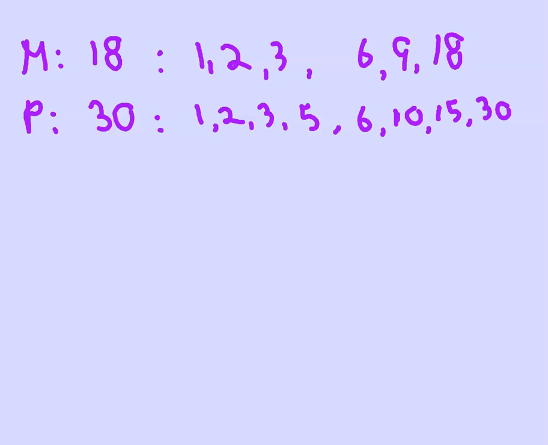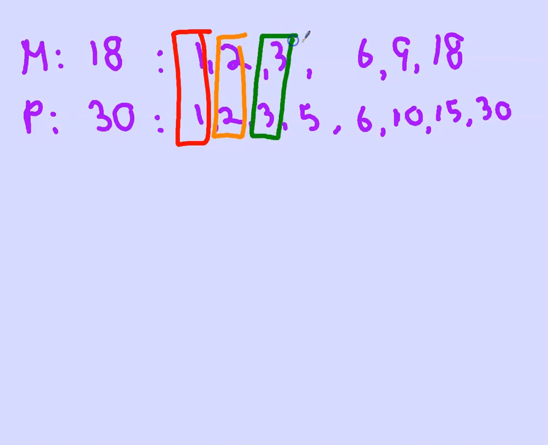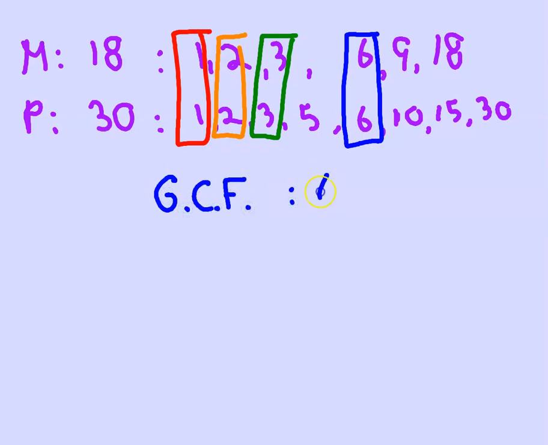Now I want you to do this. What factors do they have in common? Well, they have a 1 in common. They've got a 2 in common. They've got a 3 in common. This one's got 5, but that one doesn't. They've got a 6 in common. 9, 18, 15, no more in common. Okay, so what is the greatest common factor? In this case, it's 6. Okay, let's do another one.